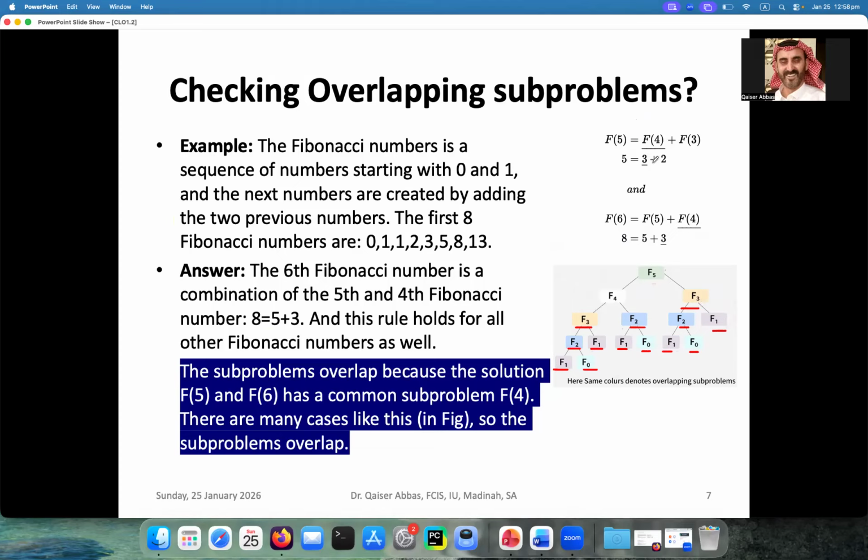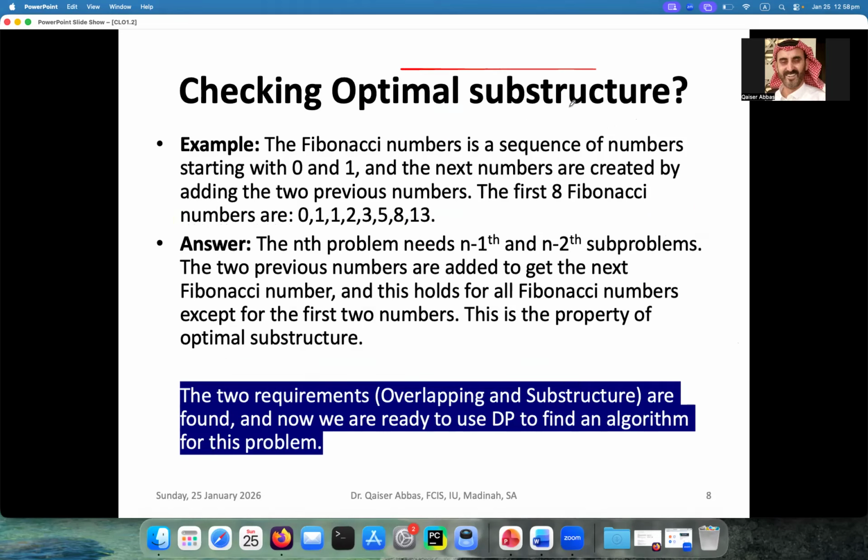And now, you have seen what overlapping subproblem means through these examples. For F5 and F6, F4 is the common subproblem. And we can see many different cases in the figure. So this is the property of what? Overlapping. This is called overlapping subproblem.